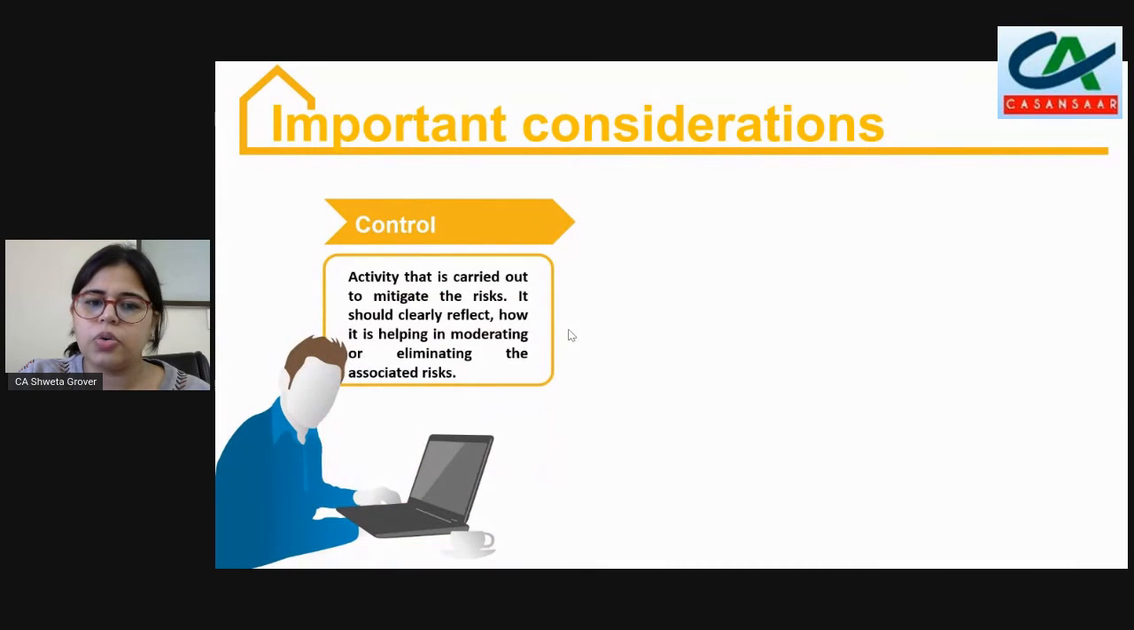Then control. Control is an activity that is carried out to mitigate the risk. It should clearly reflect how it is helping in moderating or eliminating the associated risk. When you are writing down the control, keep in mind that you should mention the controls which mitigate the particular risk you have mentioned earlier. That should be in line with those risks. It is not like you are mentioning risk one and control two. This should not happen. It should be in line with that particular risk. That is very important when you are mentioning risk in the RACM.